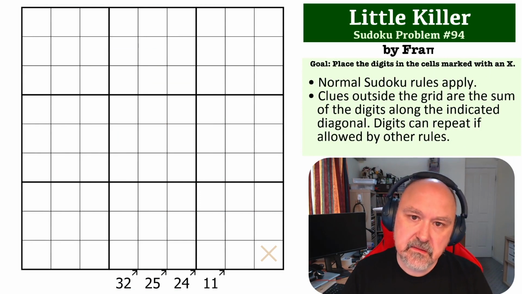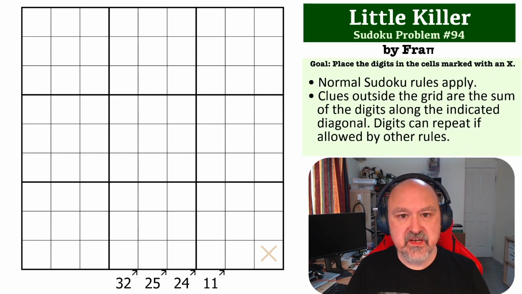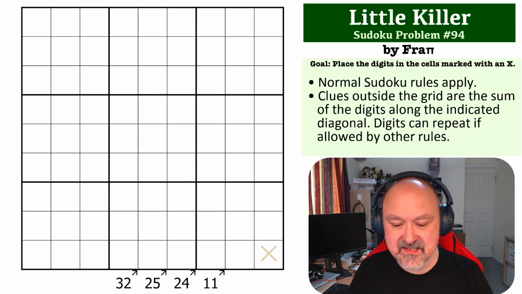This is a little killer problem submitted by Frappy. And of course, the goal in this one is to place the digit in the cell marked with the X.